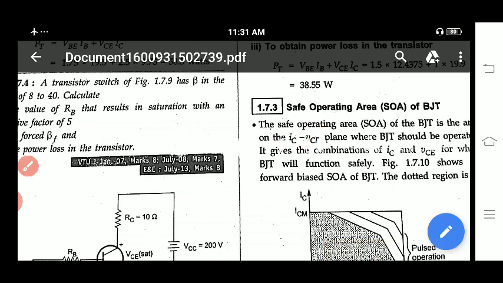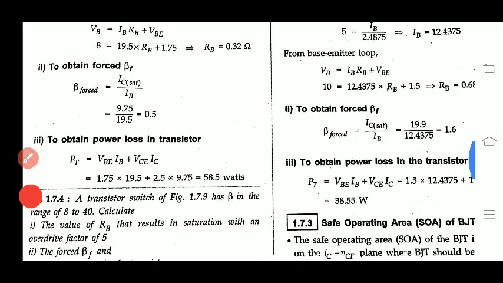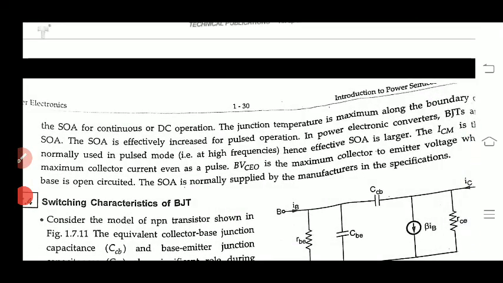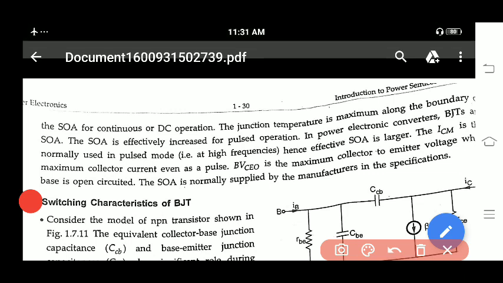In this dotted region, they have given a dotted region, that is nothing but the safe operating area. At the junction, we have seen the temperature will be maximum along the boundary. In that boundary, maximum temperature will be there. This safe operating area can be increased if you use pulsed voltages to turn the BJT on. So that one they have written.